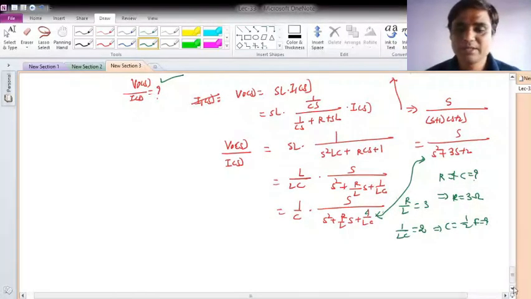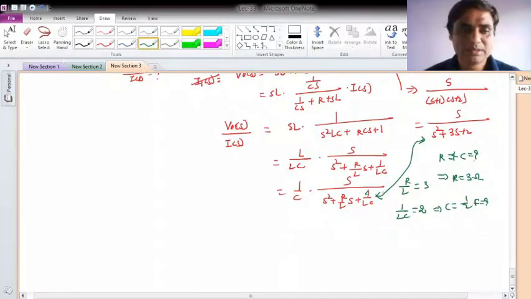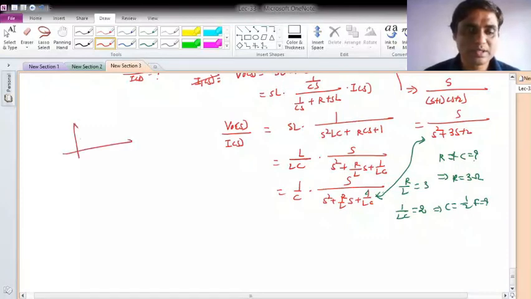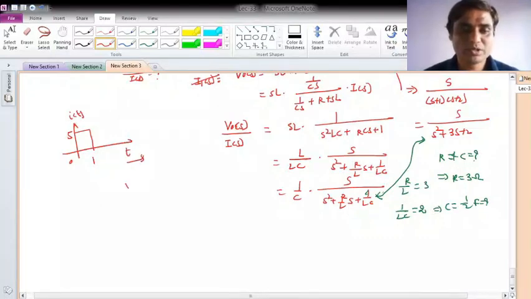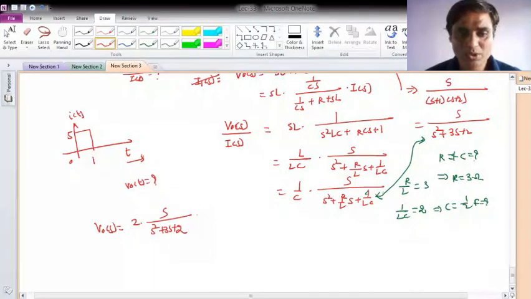Again, suppose one more thing: if I take the network with a current source, and let's say I apply this pulse with magnitude 5 for duration 1. This is my I of t applied to this particular network. So what is my v0 of t? If this is the question, then what can be done? Already V0 of s has been calculated, which is 1 over C, so 1 over C is 2, so it will be 2 times s over (s square plus 3s plus 2) into this.